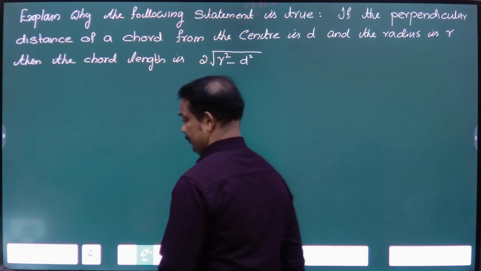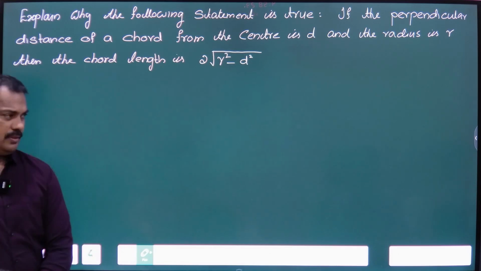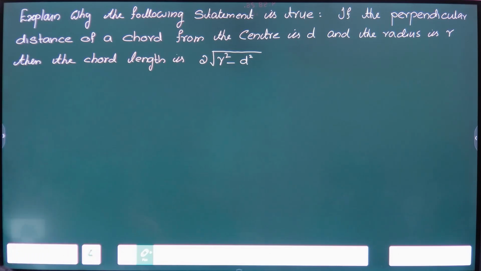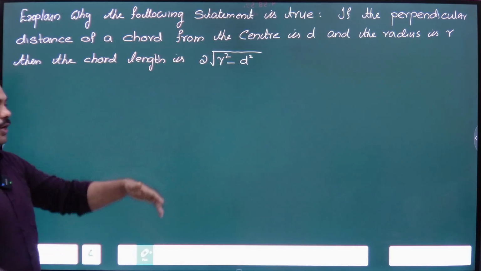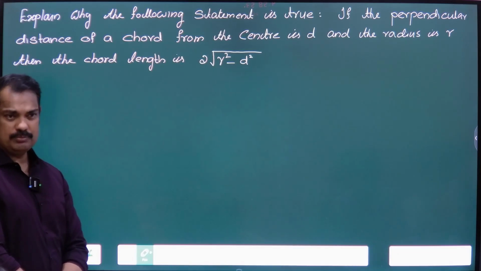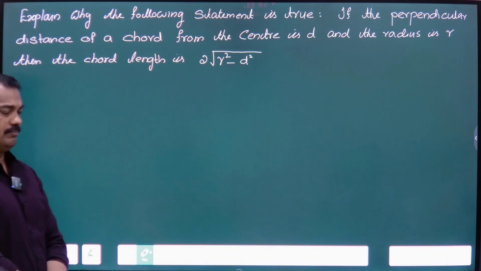Next question. NCERT exercise 5.5, question number 2. Explain why the following statement is true. If the perpendicular distance of a chord from the center is D and the radius is R, then the length of the chord is 2 into under root R square minus D square. हम चेक करना true or false this statement.